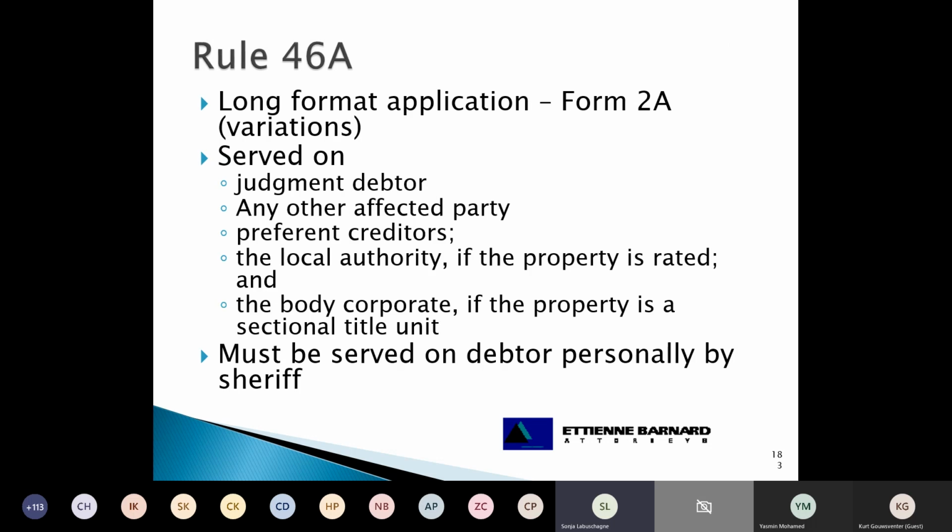It's a long format. Okay, when we get to applications, I'll explain to you the difference between the short and the long format. It must be served on everybody, as you can see in that list there. And it's also a requirement that it must be served on the debtor personally by the sheriff. All right. So again, with divorces, this is the other instance where something must be served personally. You can't serve it on the gate or under a rock or whatever.